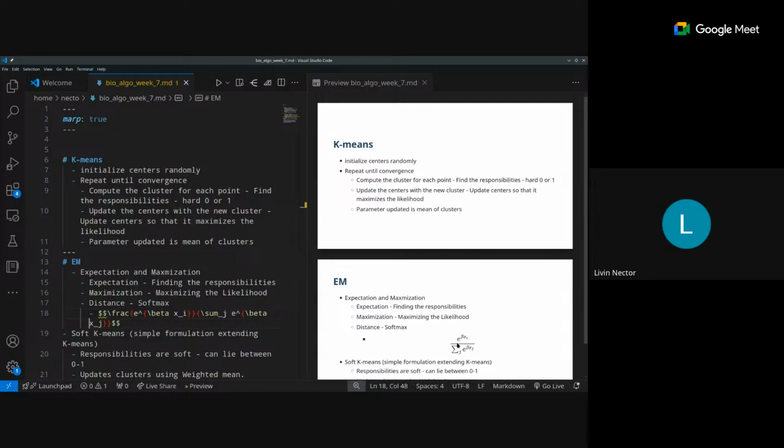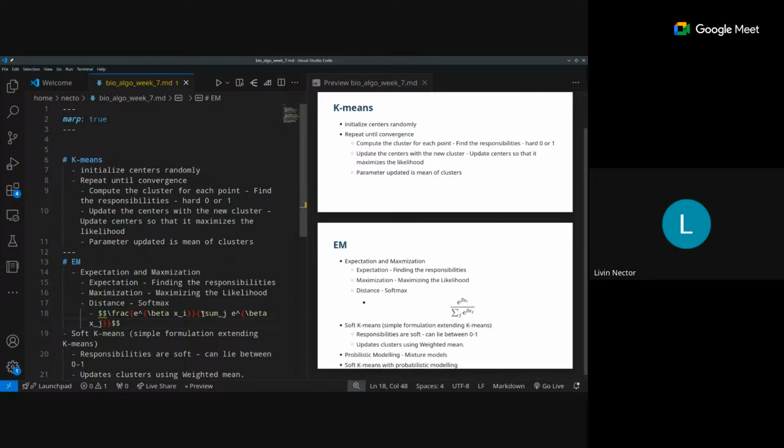In general, this e power x kind of thing is called a softmax function. If you have some n numbers, it will give us a probability distribution over those n numbers with values lying between 0 and 1. This is a sum over some numbers, and it is a monotonic function. It will give us a probability distribution. That is the vanilla formulation of the soft k-means algorithm.